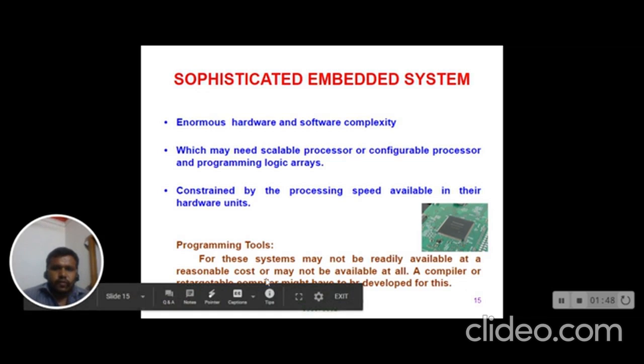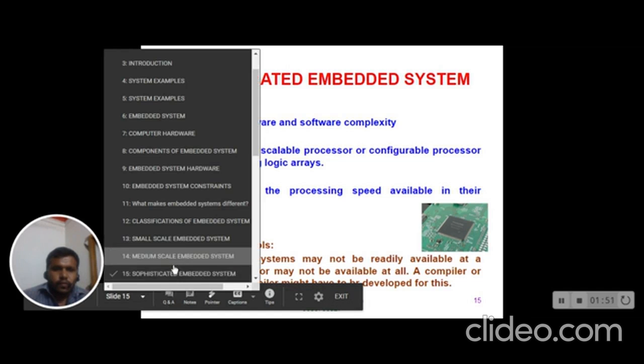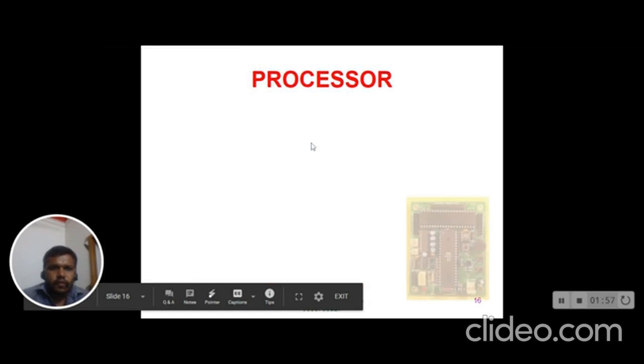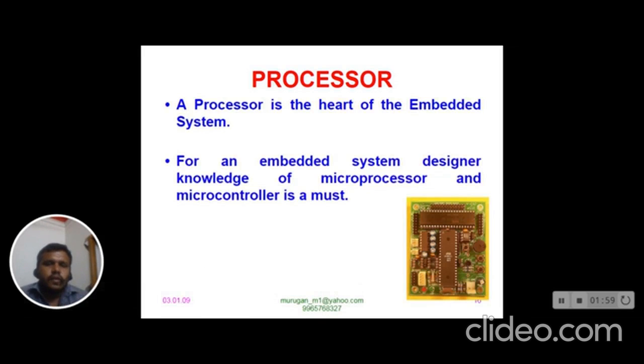Next one is, what is meant by a processor? A processor is the heart of an embedded system. An embedded system designer must have knowledge of microprocessors and microcontrollers. Then only can he design a processor for a particular application. So knowledge of microprocessors and microcontrollers and their programming is essential for the embedded system designer.